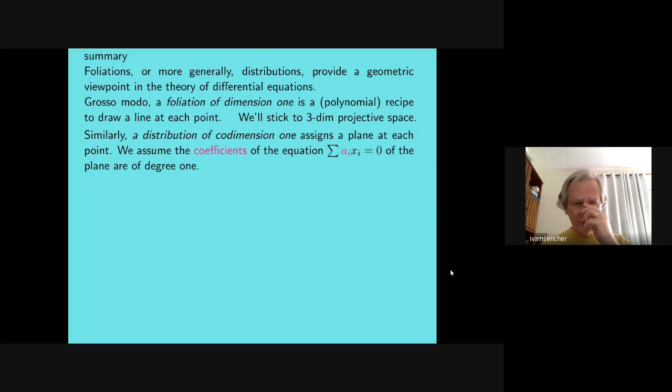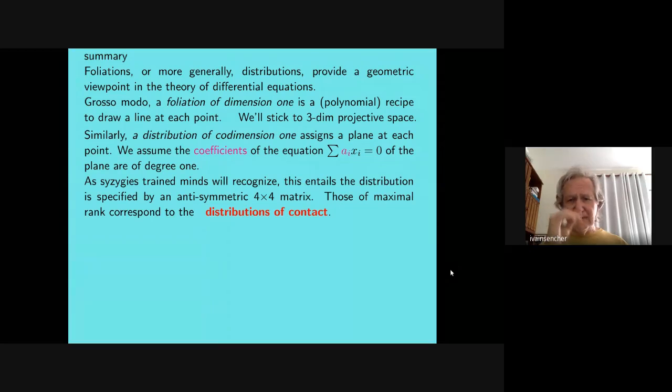We shall assume, for most of the talk, that the coefficients of the equation of the plane are functions of degree 1. So that's the equation of a plane, and the a_i are polynomials of degree 1. These are, as I've been told, what people call distributions of degree 0, as simple as possible. Now, if you look at the expression sum a_i x_i equals 0, you can think of this as a syzygy of the x_i's.